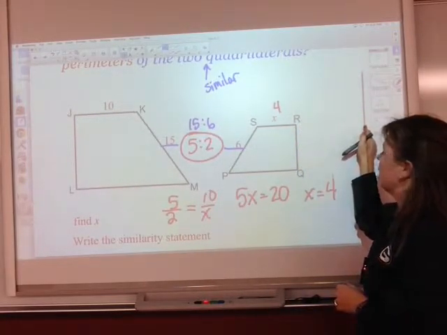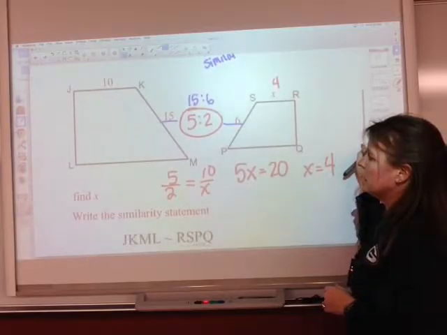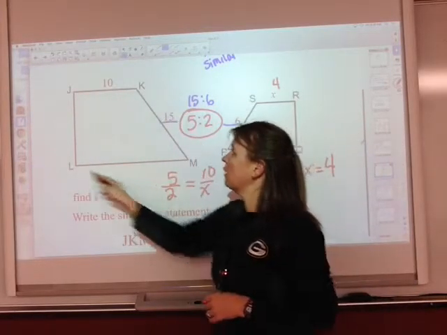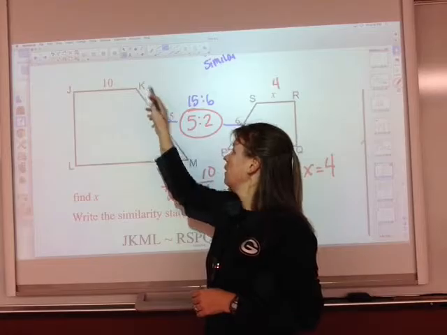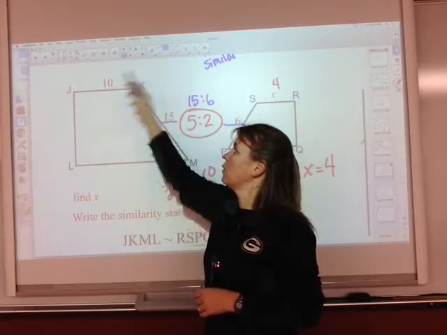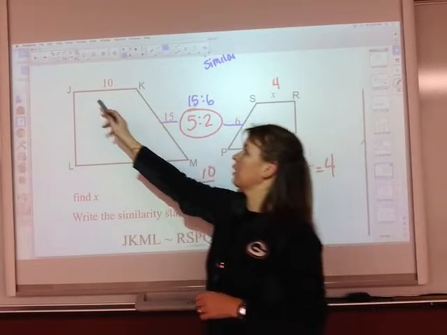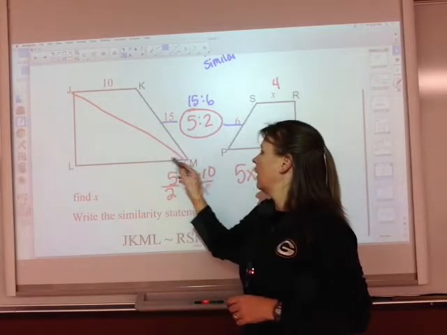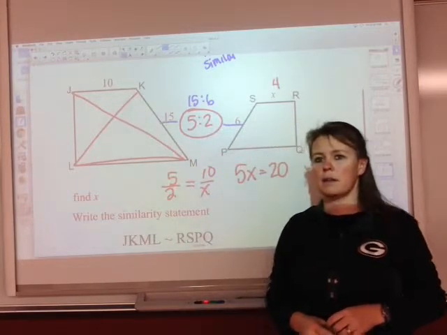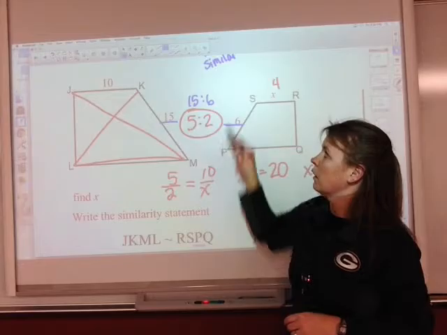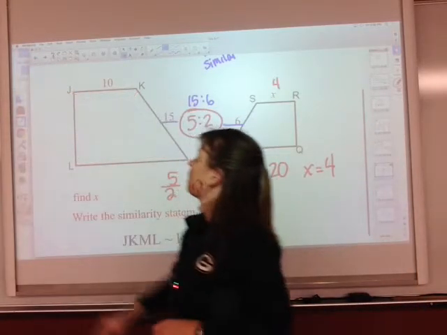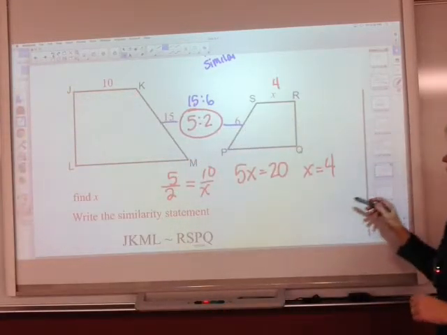There's a number of combinations of ways that you could do this. You could call this JKML, JLMK, KMLJ, as long as you go around in order. You cannot call this quadrilateral JMLK. That doesn't work. You have to go around in perfect succession. Okay? Write the similarity statement.